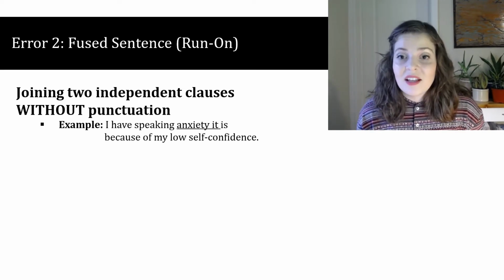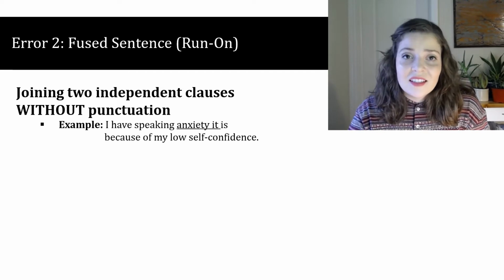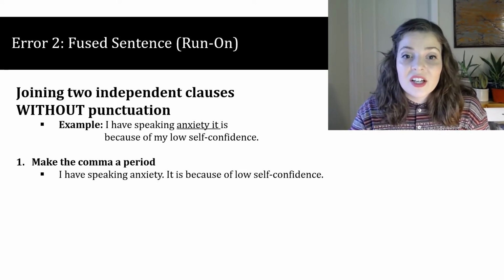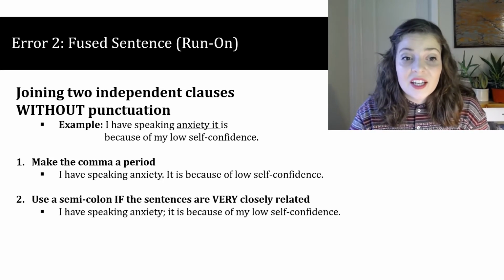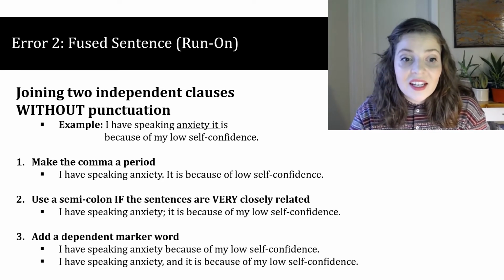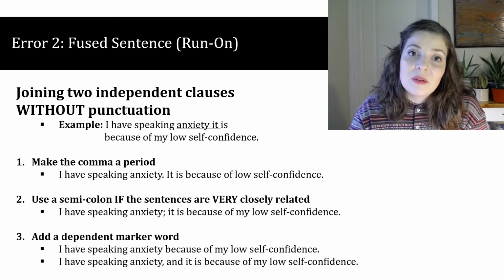It is because of my low self-confidence. That's the same example as on the last slide, but without the comma. This time we just smushed them together. So we can use the same fixes: make the comma a period, use a semicolon if the sentences are very closely related, or add a dependent marker word.